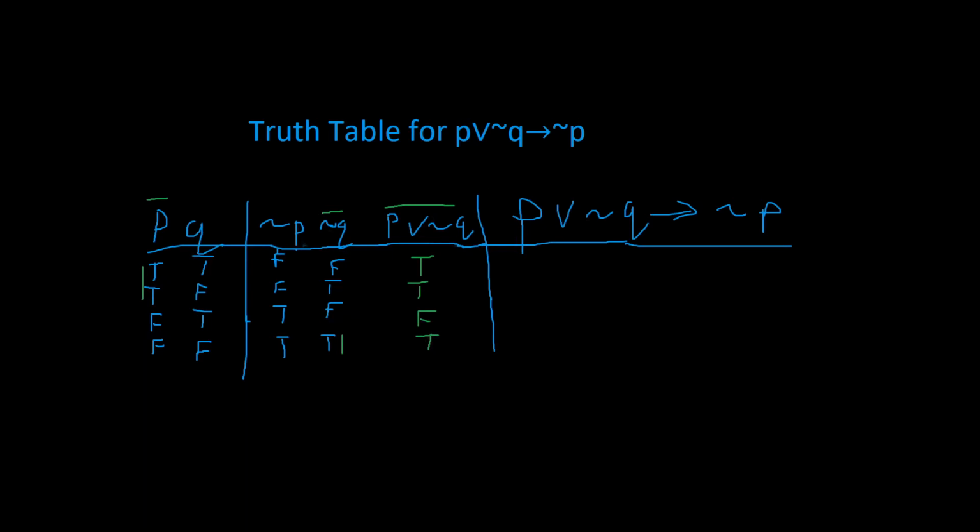The last thing we need to look at is our whole entire sentence. So what are we going to take a look at? We're going to take a look at P or negation Q, and negation P. And so what are we going to look at? It's going to be the if-then format. And the first thing we need to look at is this. This is our hypothesis. So we have to identify what's our hypothesis and what's our conclusion.